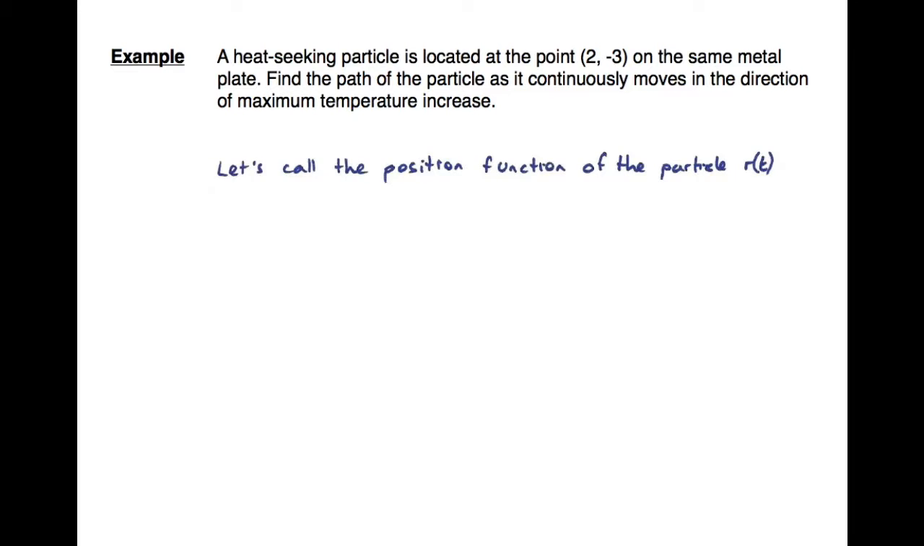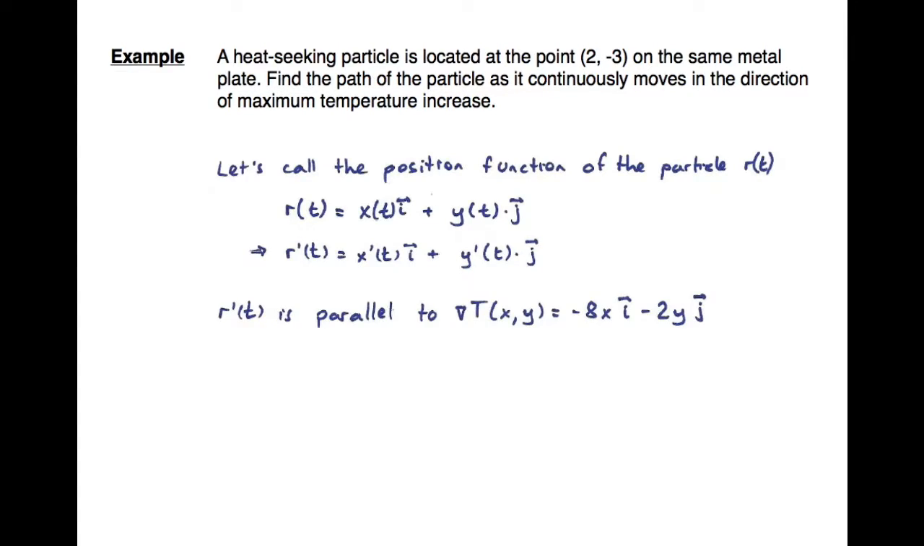So we're going to call the position function of the particle r of t. And r of t is equal to x of t times i plus y of t times j. And our goal is to find x of t and y of t. Now what we know about this path is that it's always going to be following the highest increase in temperature. So the derivative of r of t is going to be parallel to the gradient at all times. R prime of t is parallel to the gradient, which we calculated in the previous example.